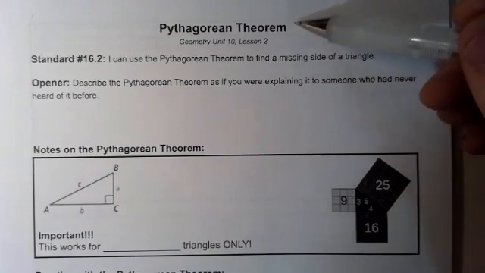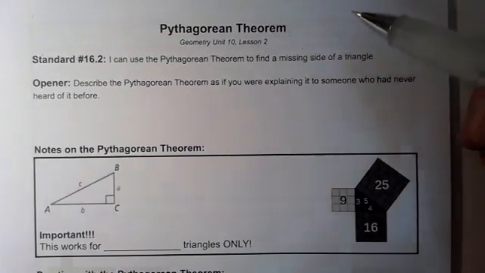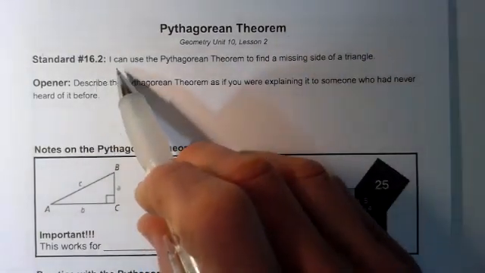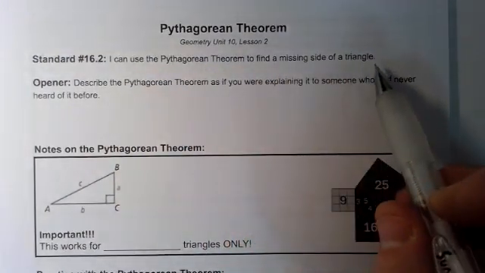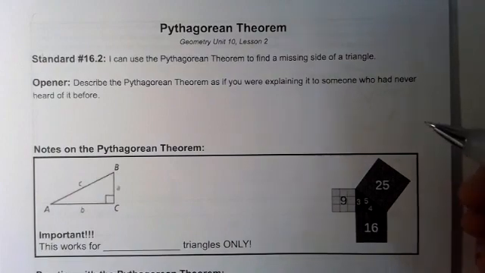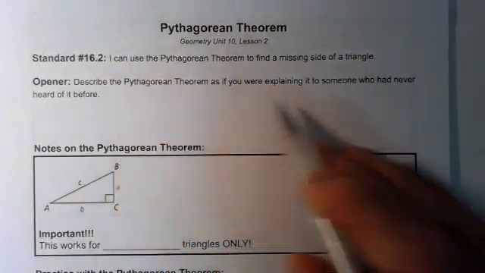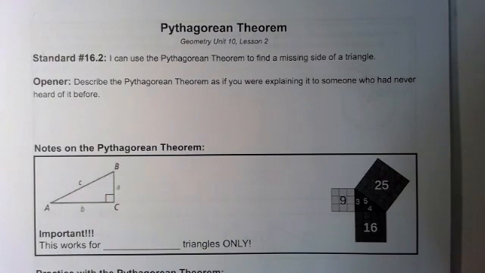Today we're going to do the Pythagorean Theorem, Geometry, Unit 10, Lesson 2. Standard 16.2 says, I can use the Pythagorean Theorem to find a missing side of a triangle. Now, we've been doing the Pythagorean Theorem a little bit this year, so hopefully you can describe it as if you were explaining to someone who had never heard of it before. Pause the video, take a minute, and please go ahead and explain it in such a way.